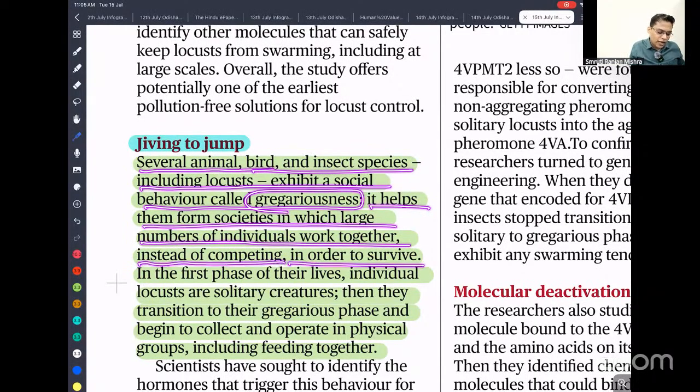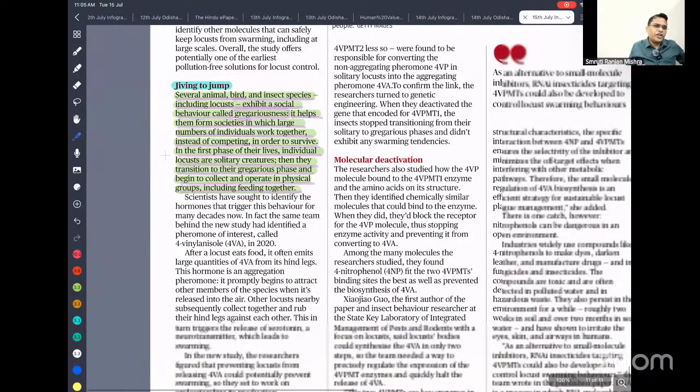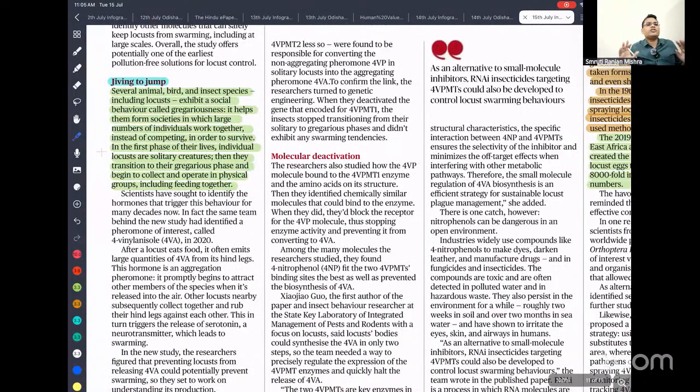In order to survive, in the first phase of their life, individual locusts are solitary creatures. Then they transition to their gregarious phase and begin to collect and cooperate in physical grouping, including feeding together. So when they feed together, it is very dangerous. It promotes frenzy behavior. Frenzy means piranha. You know how a piranha eats a fish.